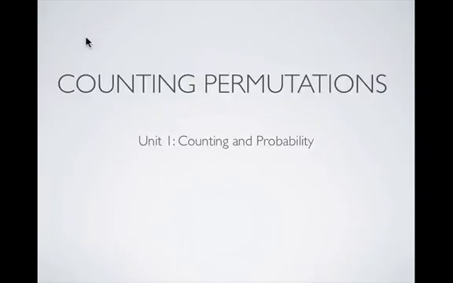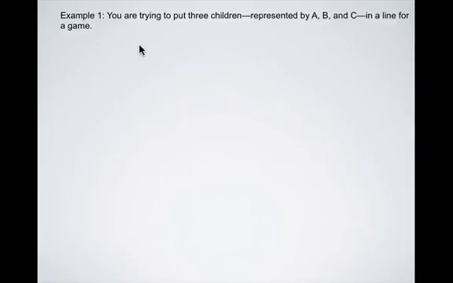Now this is the first part of the lesson on permutations, and we were looking previously at some counting principles, and so we're going to expand on those in order to come up with new strategies of approaching some problems. So if you're trying to put three children represented by A, B, and C in line for a game, then the question is, how many different orders are possible?